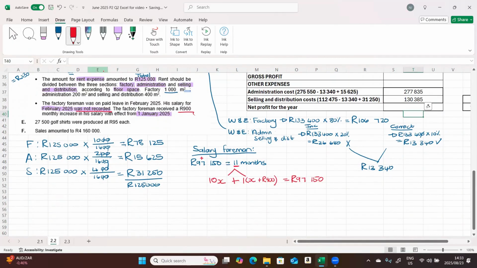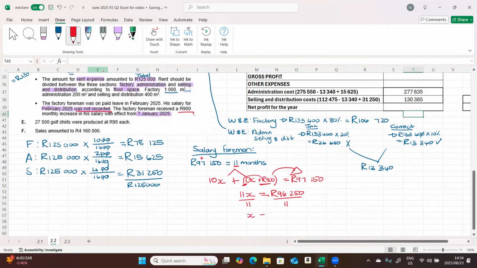All right, now it's easy. Guys, this 1 over here will not have an effect when you multiply that in. So this 10x plus this 1x is going to be 11x, right? And then this 900, we're going to have to take over to there. It was plus 900, so we have to deduct it over there. So 97,150 less 900 Rand will give you 96,250. Now we can solve x by dividing it by 11.